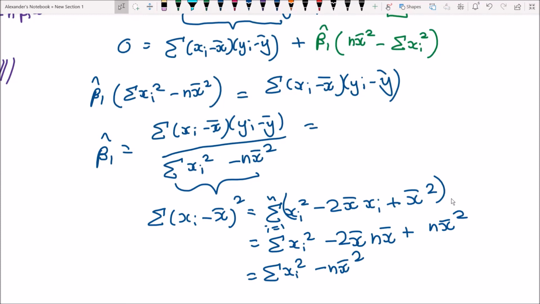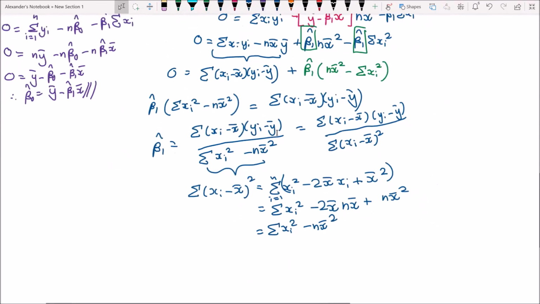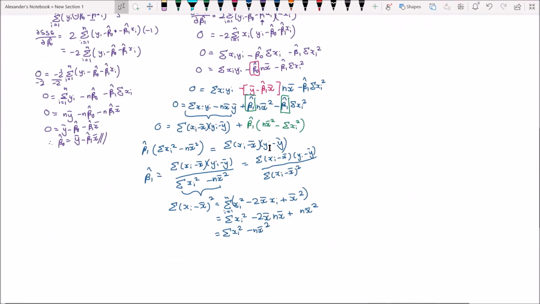So this is equal to the summation of xi minus x bar times yi minus y bar divided by the summation of xi minus x bar squared. And that gives us the formula for beta 1 hat for the simple linear regression model. And there's also another notation that you need to know. This is Sxy over Sxx, where Sxy is the sum of xi minus x bar times yi minus y bar, and Sxx is defined as the summation of xi minus x bar squared.